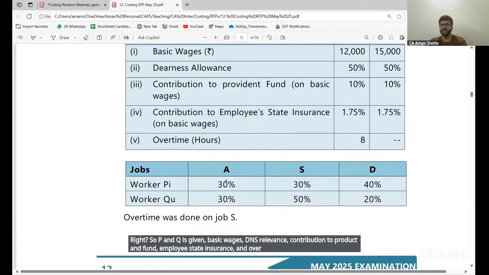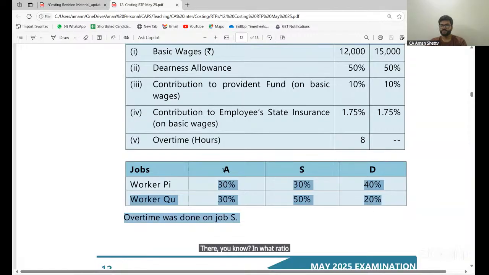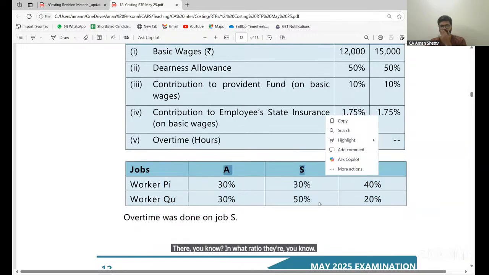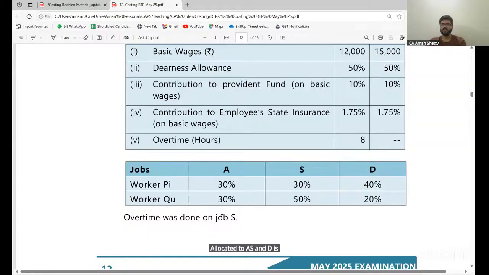The ratio in which they are allocated to A, S, and D is given. Overtime was done on job S.